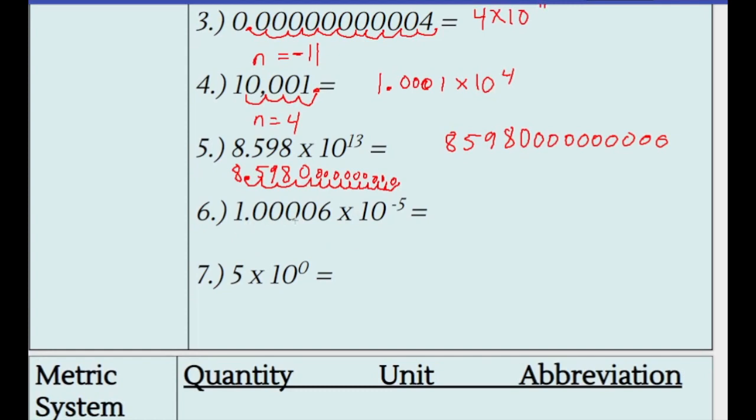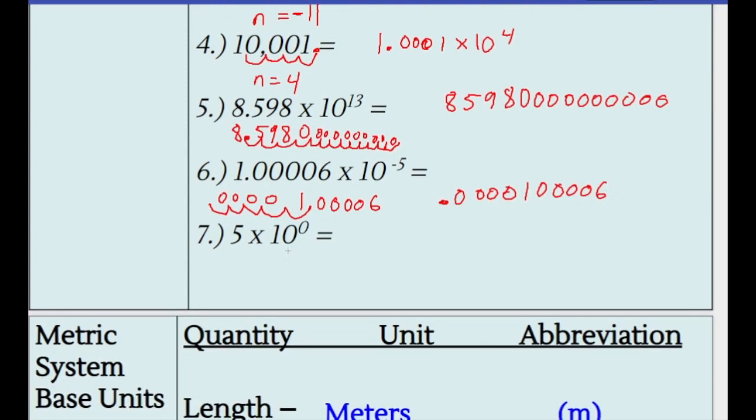Number 6, 1.00006 times 10 to the negative 5th. So let's write our number down here, 1.00006. And then to the negative 5th means that we're going to move this to the left. 1, 2, 3, 4, 5. Fill in with zeros. So now we have our decimal, and then we're going to write 0, 0, 0, 0, 1, 0, 0, 0, 0, 6. So this one is a super small number, and it's a complicated number because there's a lot of zeros in there. 5 times 10 to the 0th.